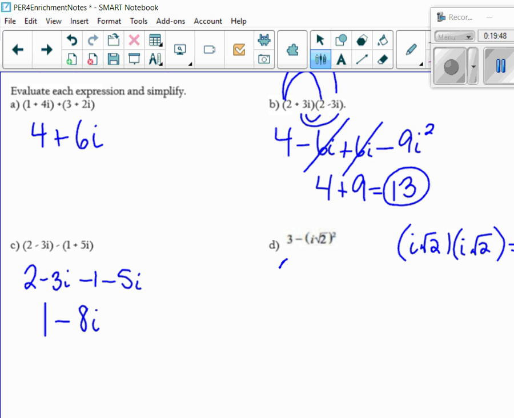Now let's put this back. 3 subtract negative 4. So what are we going to get as my answer? Not negative 7. Positive 7. This is the same thing as 3 plus 4, right? Yeah?